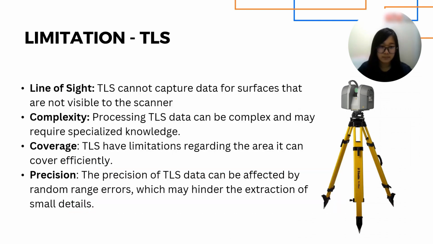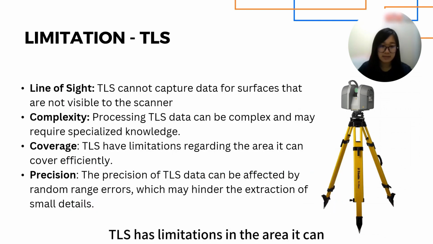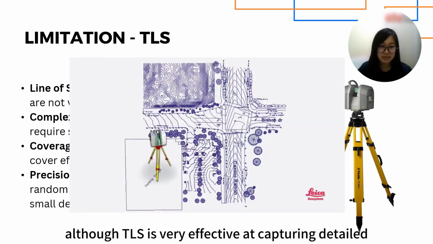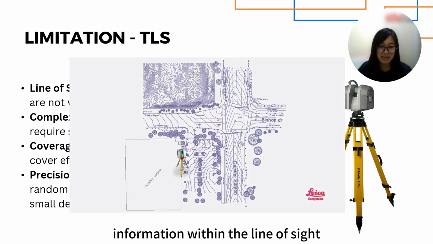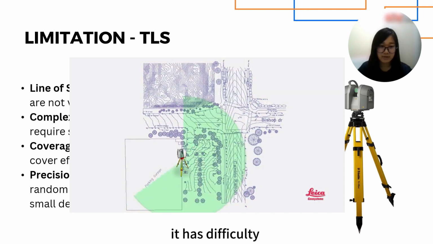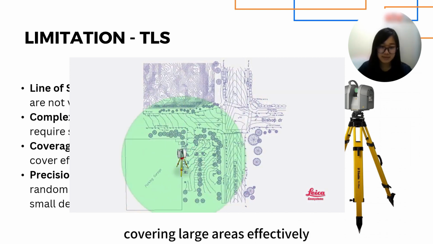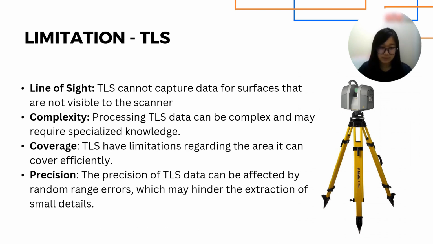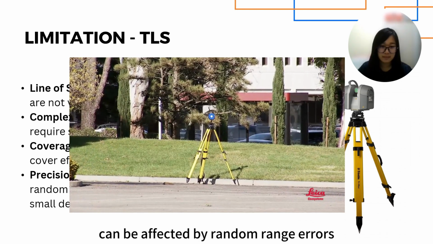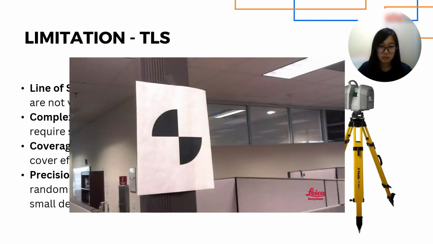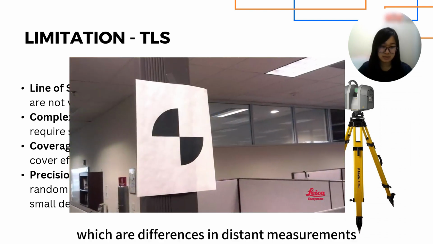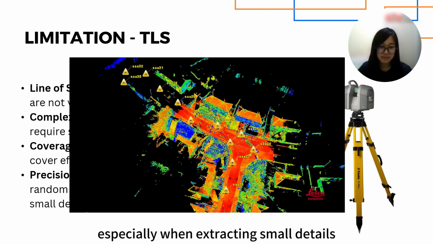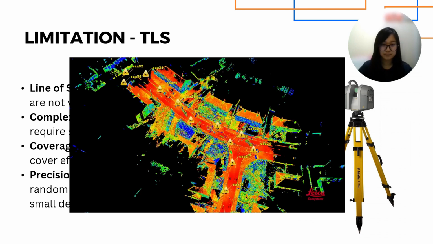Third is coverage. TLS has limitations in the area it can effectively cover. Although TLS is very effective at capturing detailed information within the line of sight, it has difficulty covering large areas effectively. The last limitation of TLS is precision. The precision of TLS data can be affected by random range errors, which are differences in distance measurements. These errors can affect the precision of scan data, especially when extracting small details.